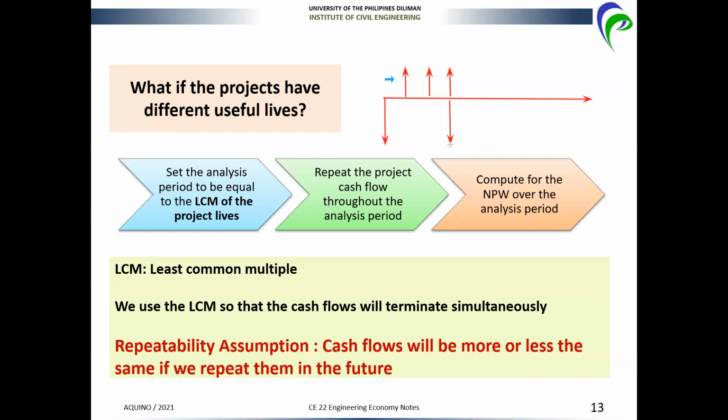So, ito yung pinaka year zero niya ulit. Tapos, may tatlo ulit siya na upward arrows. Yan. So, di ba? Para meron na tayong parang 6-year na project. Again, ang important premise nito is the repeatability assumption. Okay, so that's what we do when we have projects or alternatives with different useful lives.